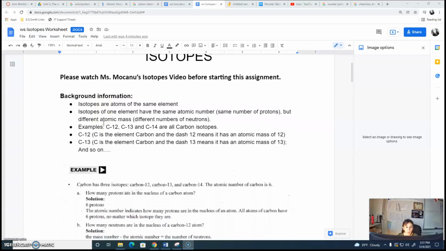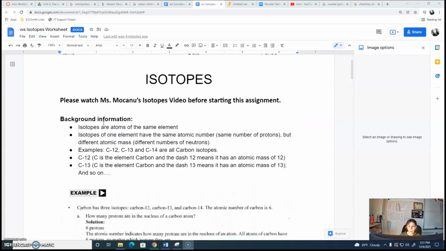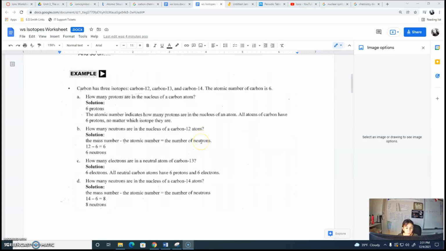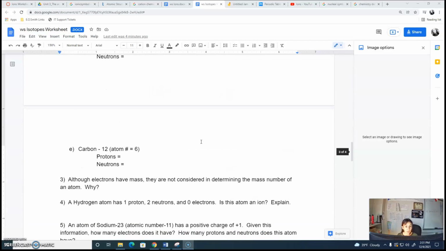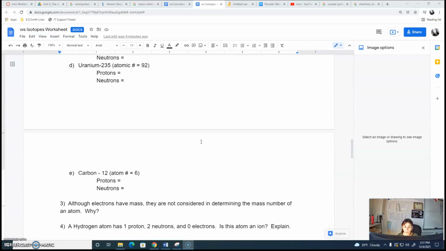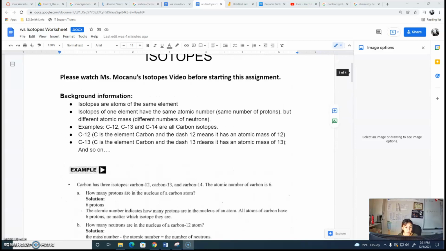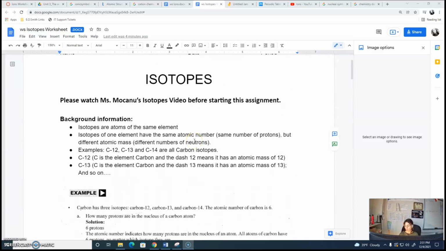Today I'd like to talk a little bit about isotopes, what they are, and how we can work with them. You are going to have to complete this worksheet as part of your classwork, so I'm going to give you some hints on how to do that.